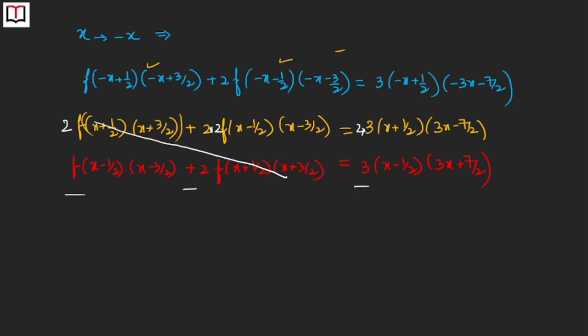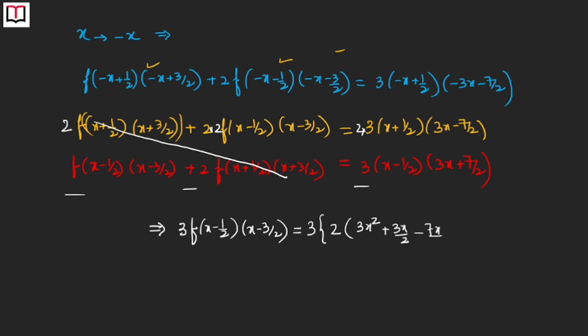This is gone. What are we left with? 4 minus 1 is 3 times f of x minus half into x minus 3 by 2. Now what is it? This is equal to 6. So I will take 3 common here. 3x square plus 3x by 2 minus 7x by 2 minus 7 by 4.